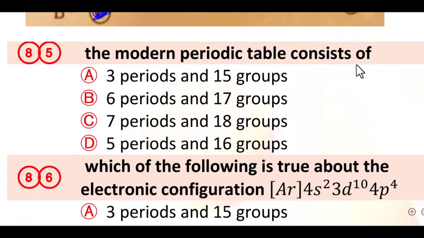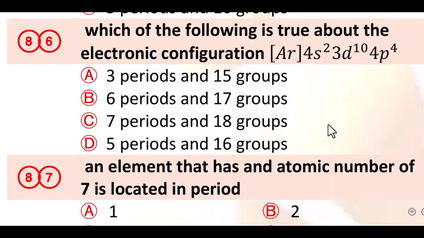The modern periodic table consists of 7 periods and 18 groups. Periods are horizontal rows. Groups are vertical columns. Which of the following is true about the electronic configuration? Argon 4s2, 3d10, 4p4. In period 3? No, it's in period 4. Not period 6, 7, or 5. In number D, it's period 4 and group 16.